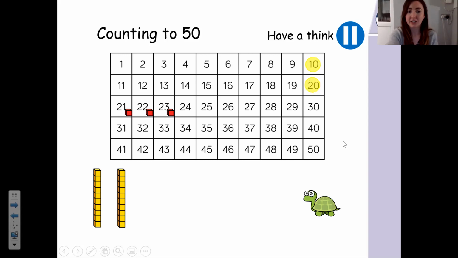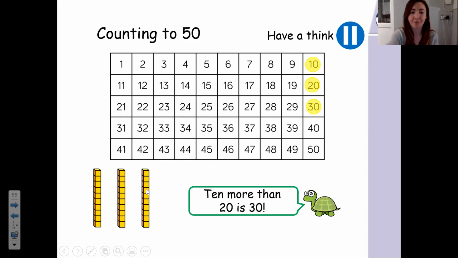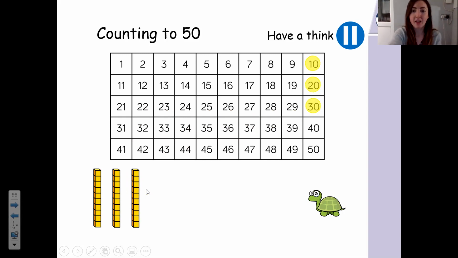21, 22, 23, 24, 25, 26, 27, 28, 29, 30. How many ones have we just counted in that row? 10 ones, which is the same as 1 ten. So now we have, count with me in tens, 10, 20, 30. So 10 more than 20 is 30.